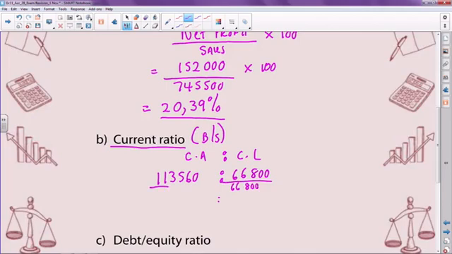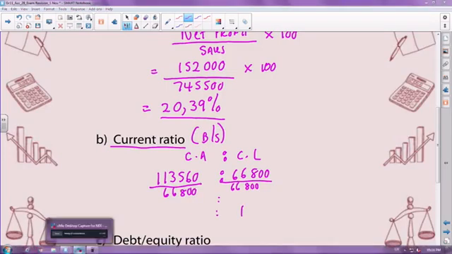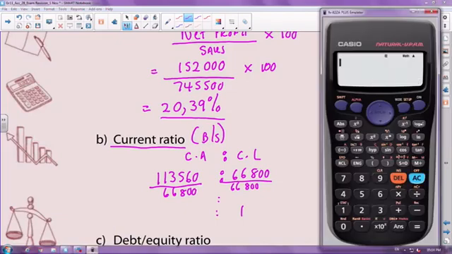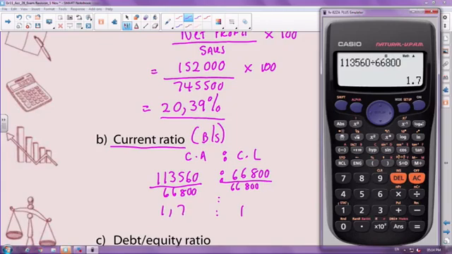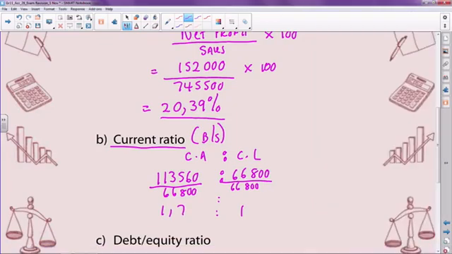Do the same on the left-hand side. Divide that by 66,800. And that's going to give me a ratio of, let's get the calculator out, 113,560 divided by 66,800, okay, and that gives me a ratio of 1,7 is to 1. Okay, right, let's move on.